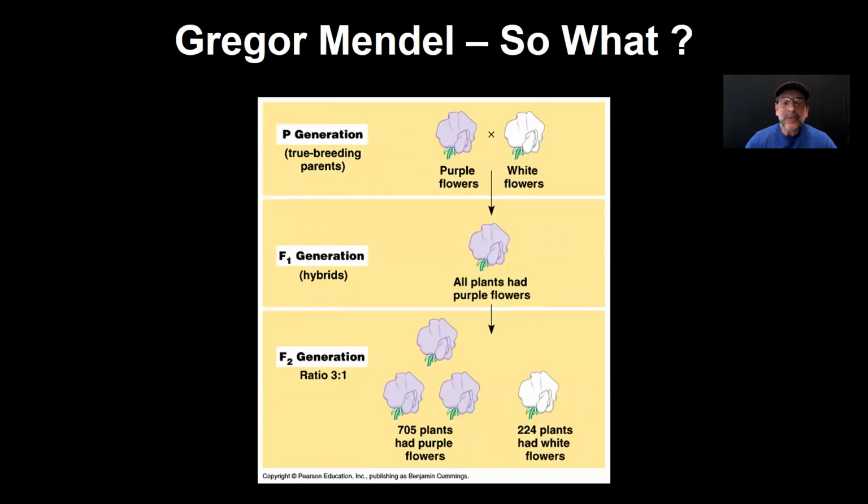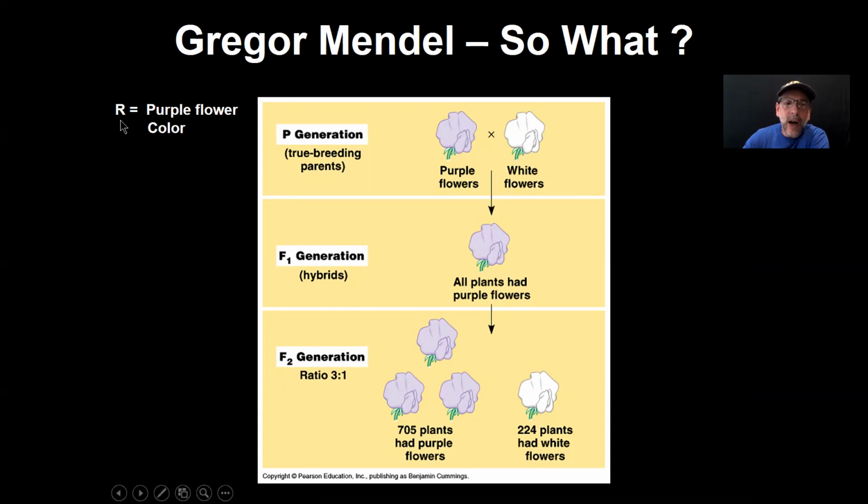So when you think of Mendel's work, what he did, his basic experiment, was he took a purple parent and he crossed it with a white parent. These are two separate pea plants. And when he crossed purple and white, all of the offspring were purple. So what this told Mendel was that purple was dominant. So he then defined it as the capital letter.